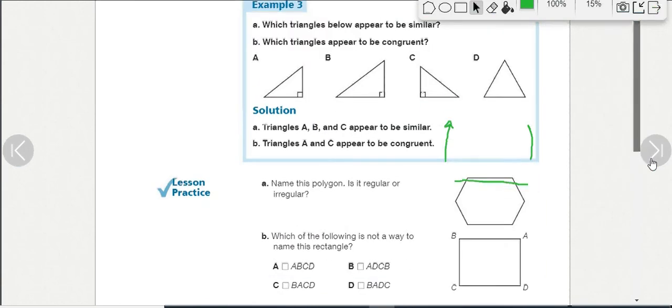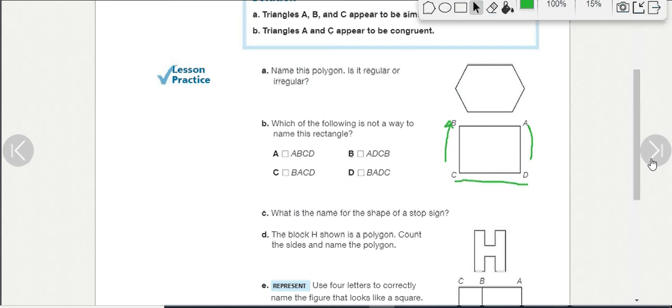It doesn't matter if it's clockwise or counterclockwise, but you can't go A, D, B, C, right? So B, A, D, C seems fine. And notice the symbol, right? You put this in front of it. So that's fine. A, D, C, B is fine. B, A, C, D. B, A, and then he cuts over here. C, D. So this one was good, but this one's no good. The answer is C.